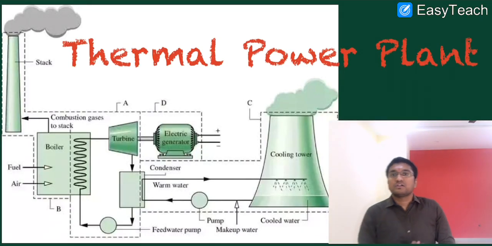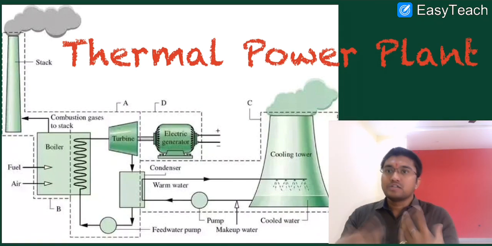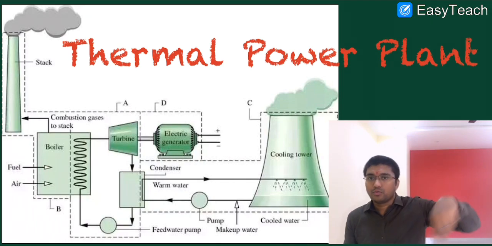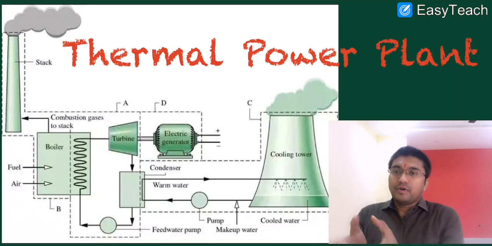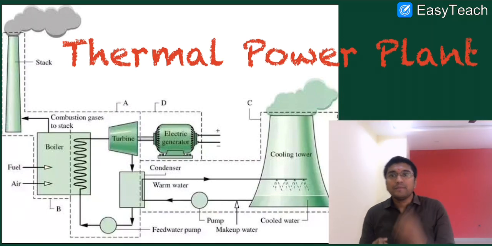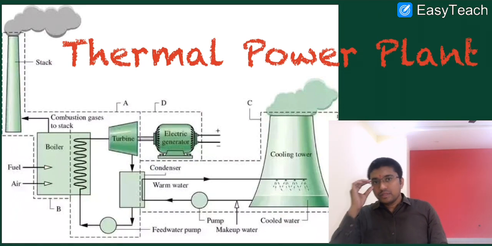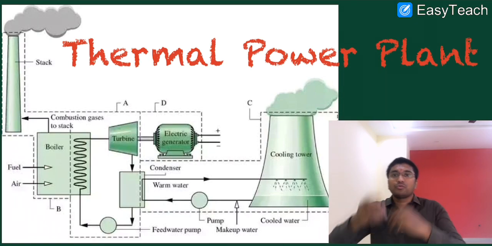So as you can see, this is a general setup of a thermal power plant. Here we are using thermal energy to rotate the shaft so that the rectangular coil can rotate. The thermal energy will simply boil the water. When water boils, steam is generated. That steam will pass through the turbine, and the high pressure of the steam can rotate the turbine.